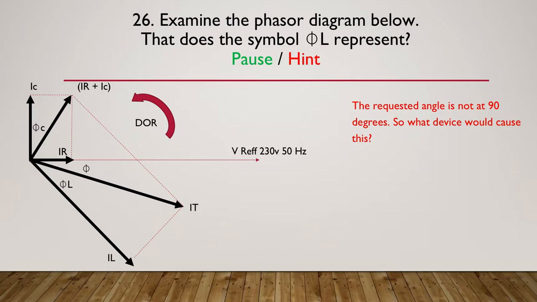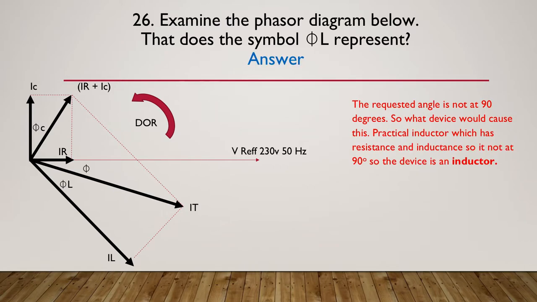If you have a look and discover where theta L is on the diagram, you'll note it's not at 90 degrees. So what device might cause this? What device might have multiple elements in it that would cause this? So let's move on to the answer.